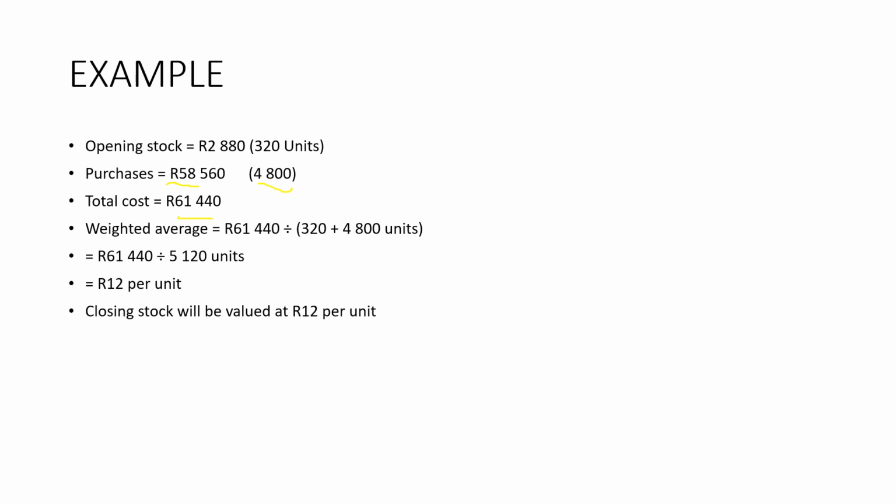Now to get the weighted average, what do you do? You say your total cost divided by your units. So our total cost was 61,440, and our units is the opening units plus the purchases that we made, giving us 5,120. So we take the total cost divided by the total units to get the 12 rand per unit, and that is how we're going to value our closing stock. Okay, we don't use the most recent stock, but we use the weighted average method to calculate the value of our stock.